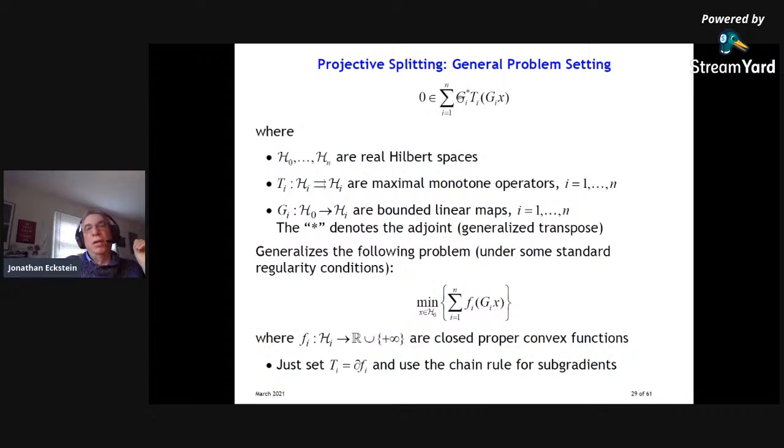I'm looking for a solution of this, and it basically generalizes this problem. I have a bunch of functions on different spaces, and some linear maps here, and I'm trying to minimize the sum of all these fi of gi of x. So I map with these different linear maps into the domains of these functions, apply the functions, and then add. Okay, so if this looks a little intimidating, it's basically just trying to minimize this sum.